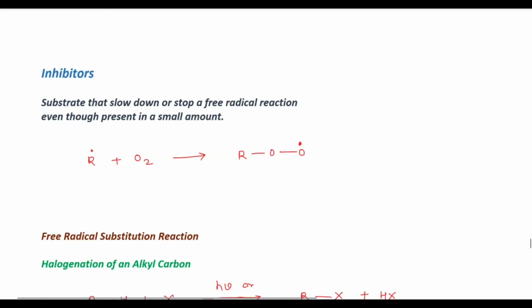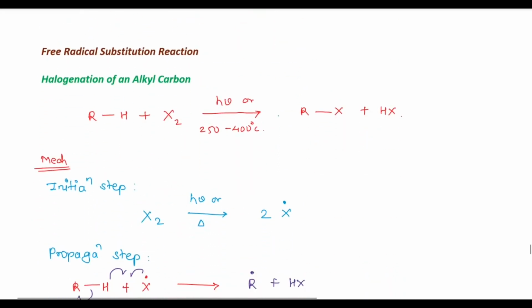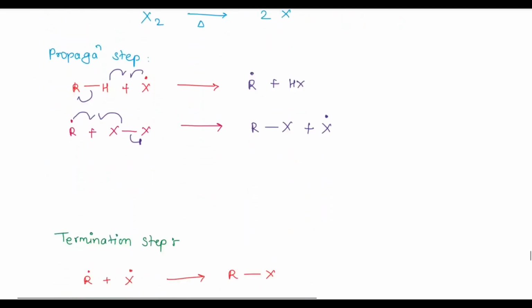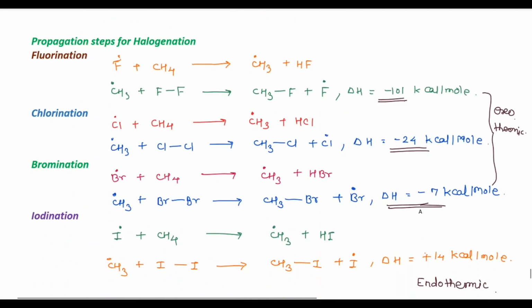We also learned about the inhibitors and free radical substitution reactions, where first we learned halogenation of an alkyl carbon. We saw its reaction and the steps involved in its mechanism, and lastly we learned about the propagation steps for halogenation, that is fluorination, chlorination, bromination and iodination.